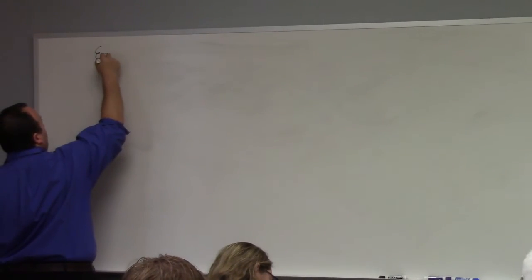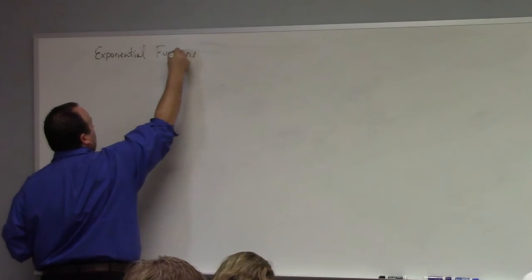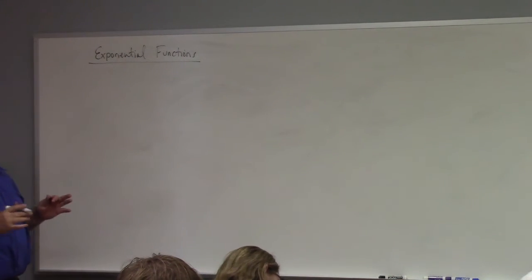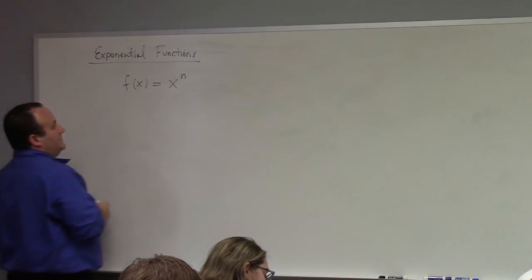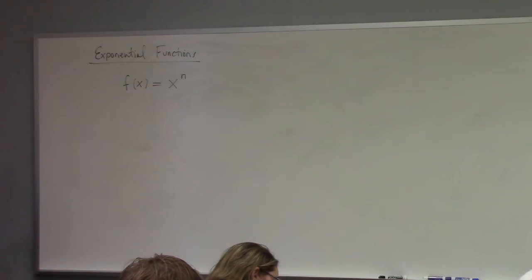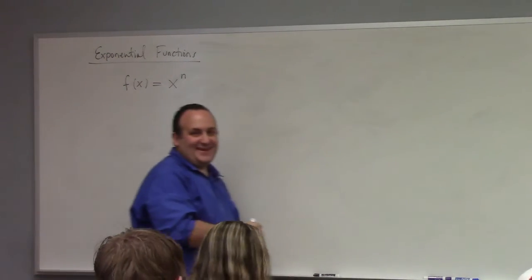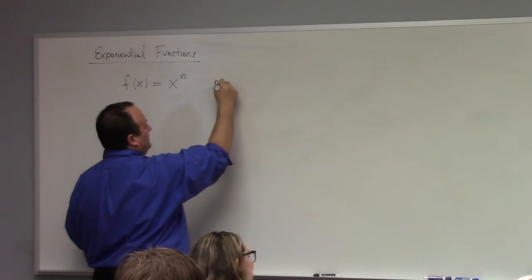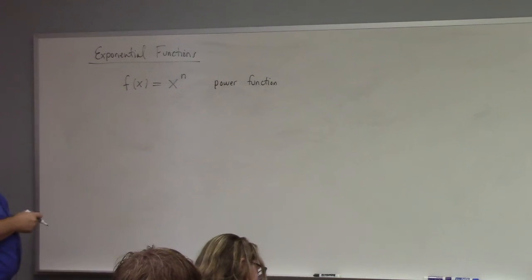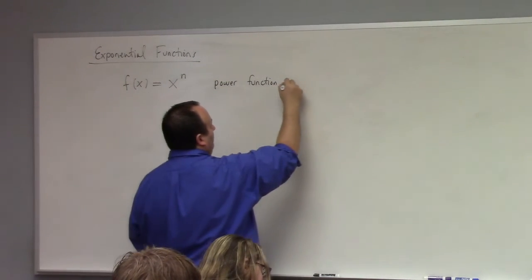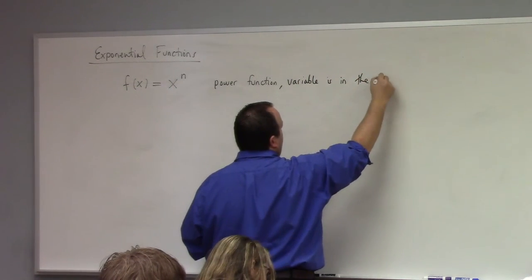Exponentially growing at the same rate, or decreasing at the same rate. So let's talk about what it's not. All right? So here, f of x equals x to the n. This is not an exponential function. This is called a power function. The variable is in the base.